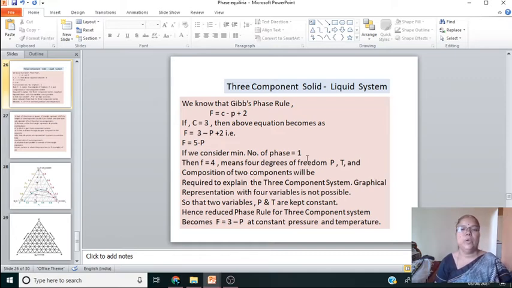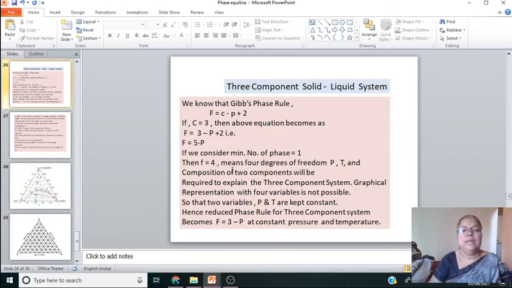Last time we studied the general rules to study the three component system. All of you know the Gibbs phase rule, F = C - P + 2. This rule becomes, for a three component system, F = 5 - P. And if we consider a single phase present at a time, then F becomes 4, and it is not possible to draw a tetrahedral system.